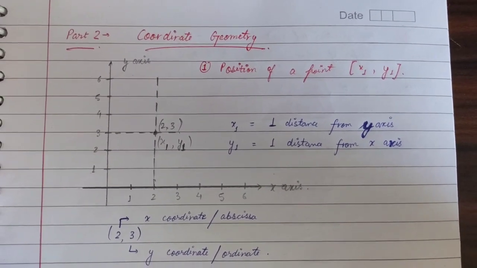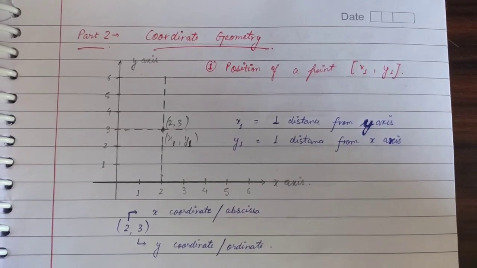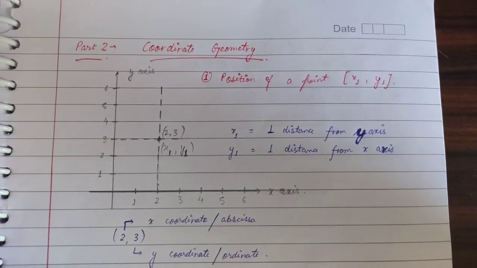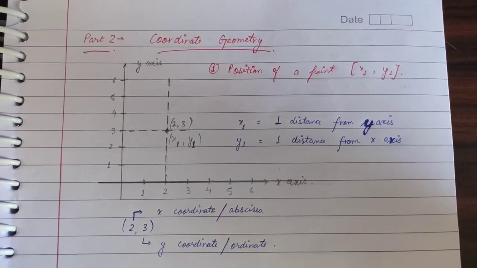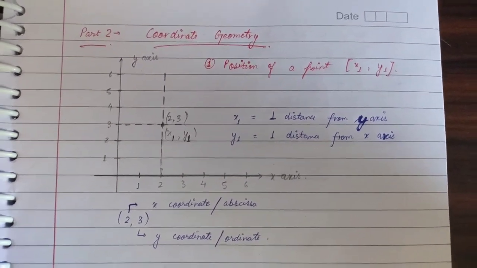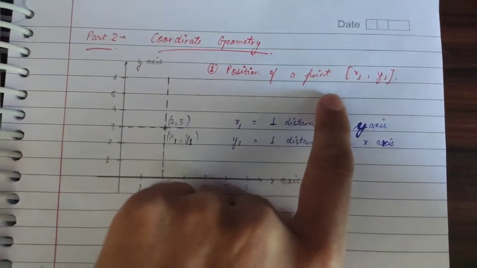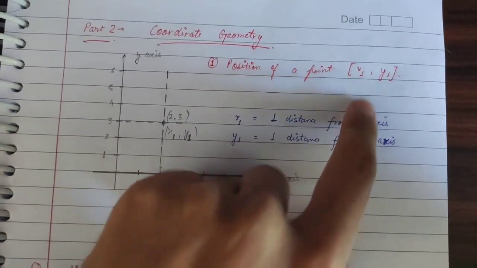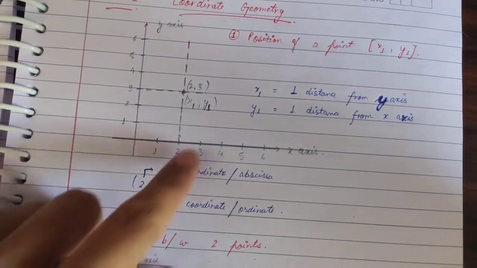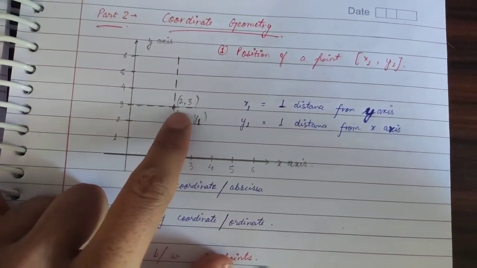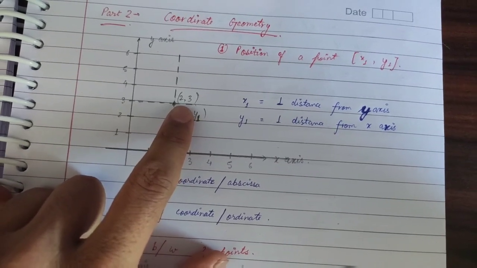We have all learned about coordinate geometry from, I think, 6th or 7th class. So today also I am going to tell you some basics and some new things. First is the position of a point. Let it be x comma y. Let us consider the point 2 comma 3. What does this denote?